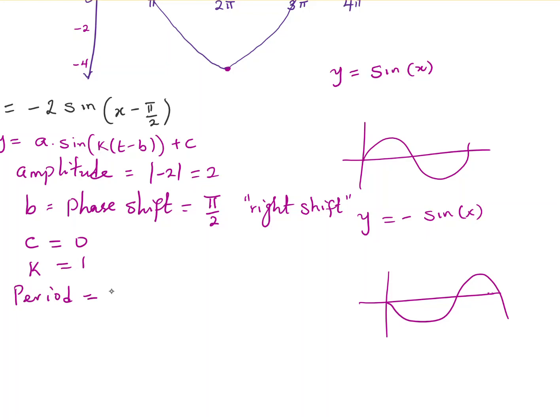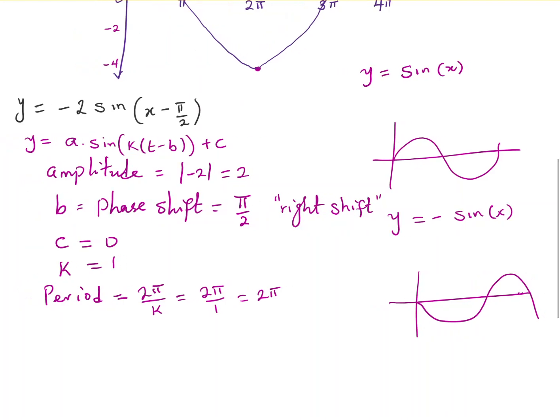So from here now we can compute what the period is. Remember, the formula for period is 2 pi divided by k. So that is 2 pi divided by 1, which is 2 pi. That is, the period for this function is 2 pi. And what that means is that we are going to have a complete cycle, a full cycle in 2 pi radians. Okay, so it seems like we have everything we would need.